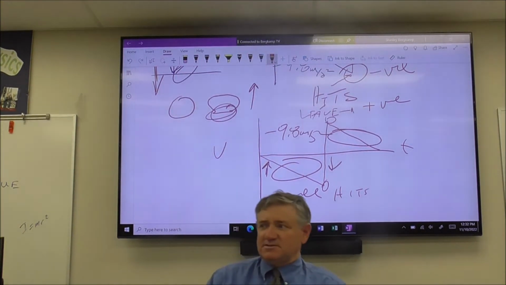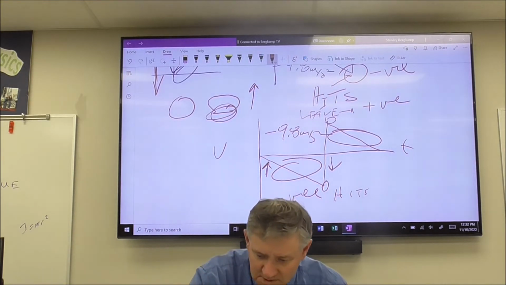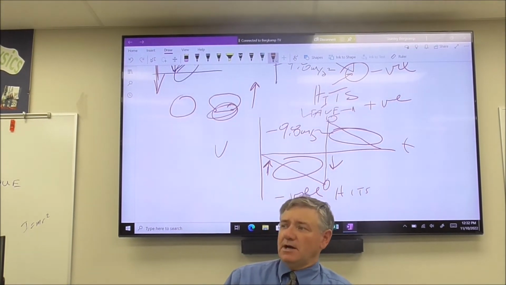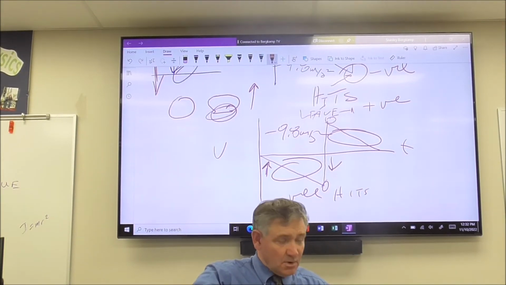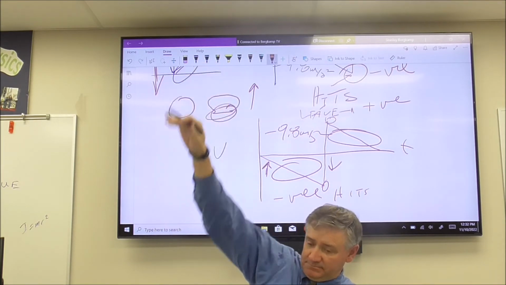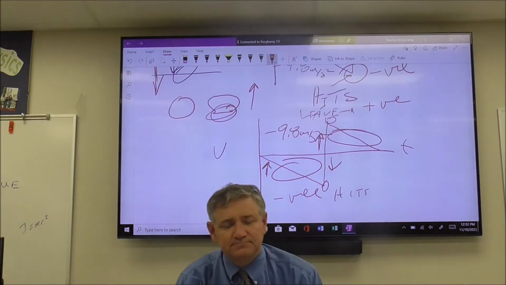Storing that kinetic energy as potential energy. What's it doing from here to here? Speeding up. Why? How do you know? Positive velocity, the line is going away from 0 meters per second. So here you are speeding up.